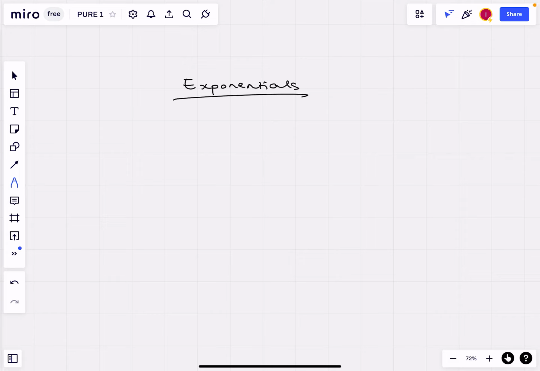With exponentials, the basics of exponentials, you need to know how to sketch the graph. Now, an exponential is a function which has a power x. So if I have y equals 2 to the power of x, that's an exponential. So anything to the power of x would be considered an exponential.